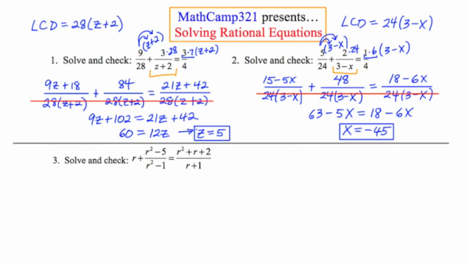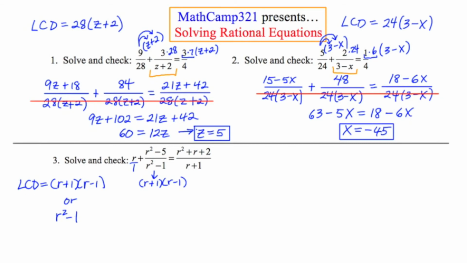Now there's a couple things I need to do before I start example 3. The first of which is I'm going to take that first term r and put it over 1. And the second thing I'm going to do for the second fraction is factor that denominator into r plus 1, r minus 1. And now I'm going to establish the LCD. The LCD is going to be r plus 1, r minus 1. Or, if you kept it FOILed, it would be r squared minus 1.